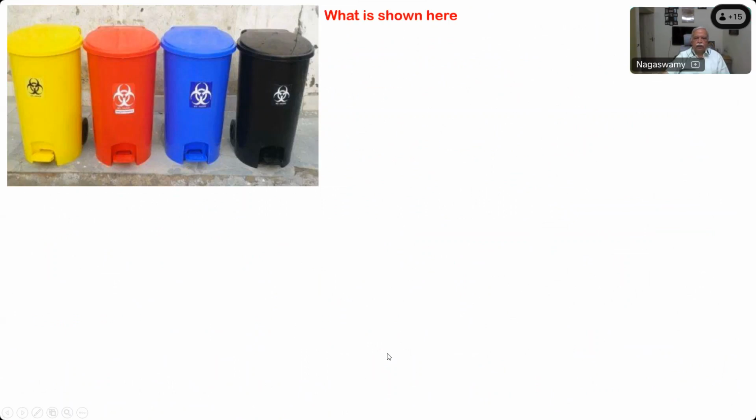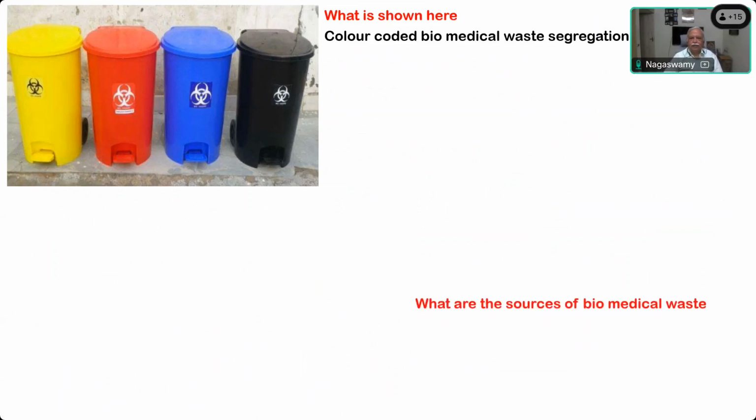What is shown here? Biomedical waste disposal system. Color-coded biomedical waste segregation bins. That is the correct answer. Okay? Don't be in a hurry. Think and answer slowly.